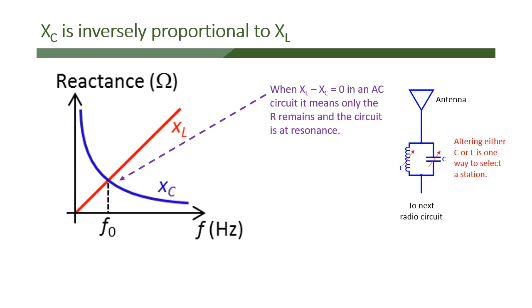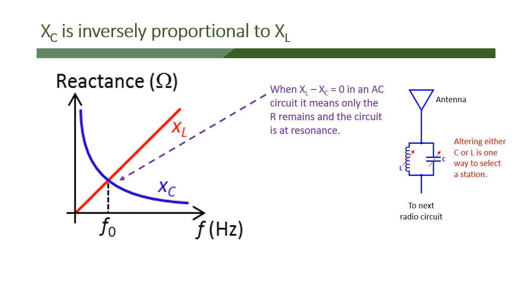Now, we can make these variable. We can make a variable inductor or a variable capacitor, one or the other. If we vary L or we vary C, it doesn't matter which one we vary. What we can do is vary it so that we can change the resonant point of the circuit. When we change the resonant point of the circuit, a different frequency will have the maximum current flow. And this is how you tune a radio station.